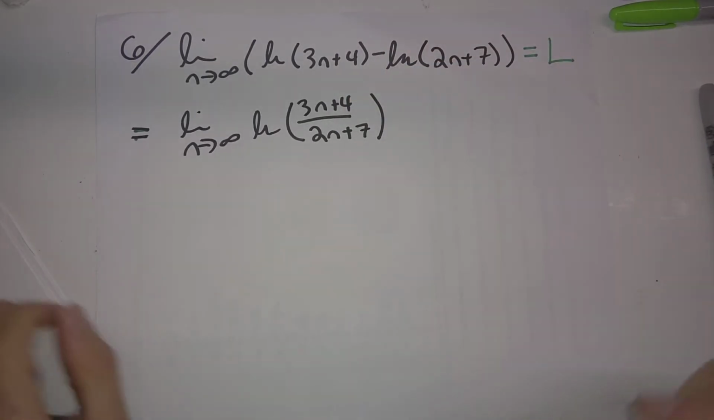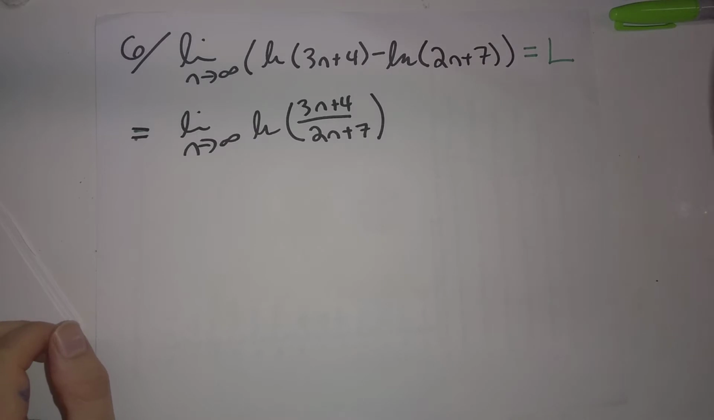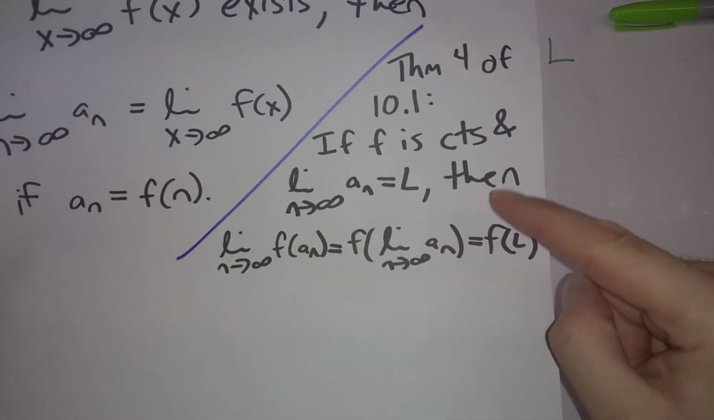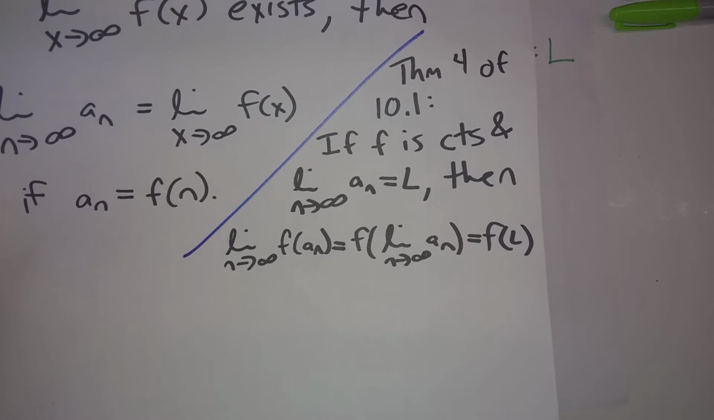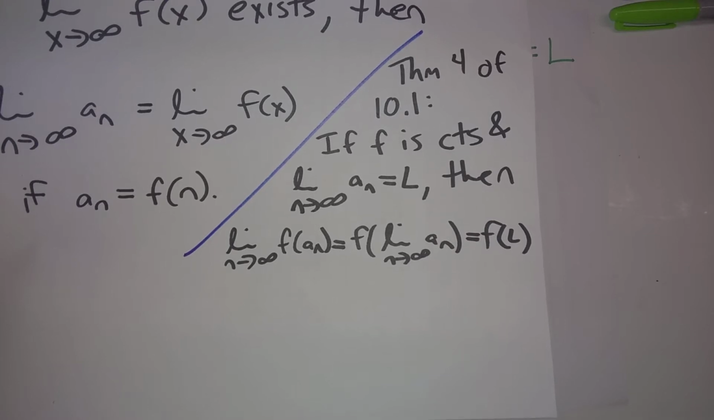Okay, next thing I'm going to do is pull out a couple of theorems from section 10.1. This is a question based off of section 10.1 on sequences. So the first one I'm going to look at is theorem 4 of 10.1. If f is continuous and the limit of the sequence a_n is equal to L, then the limit as n goes to infinity of f of a_n is f of L.